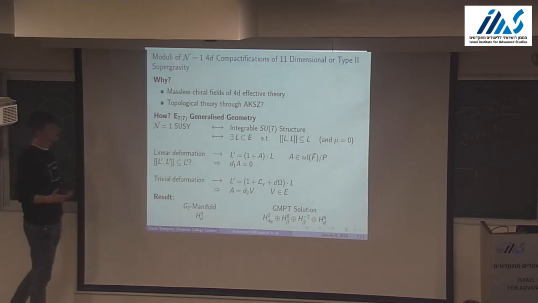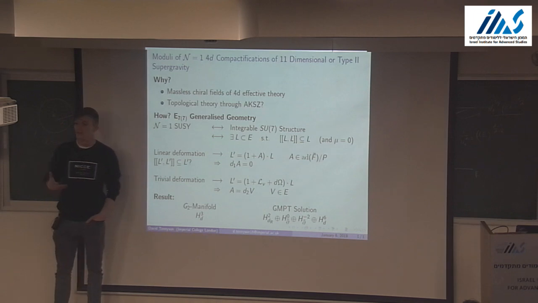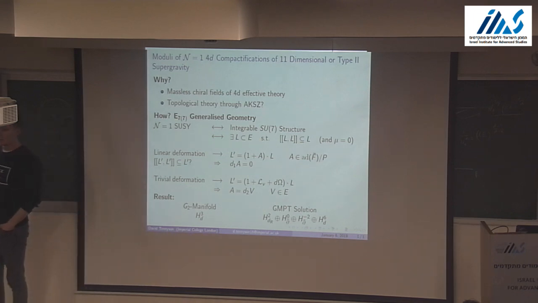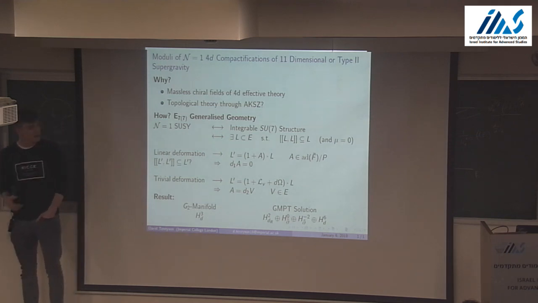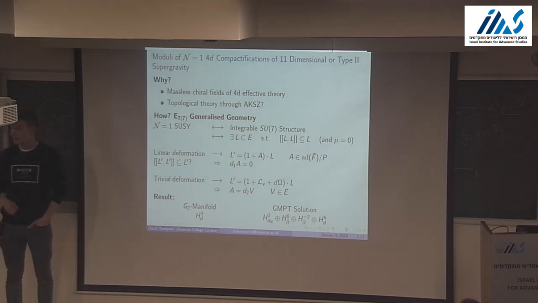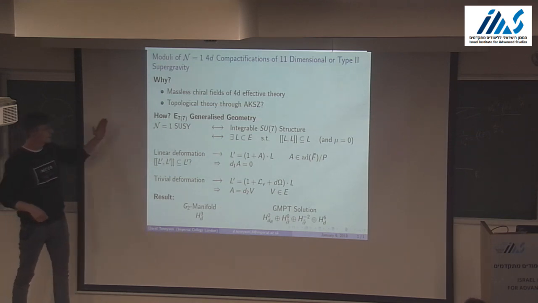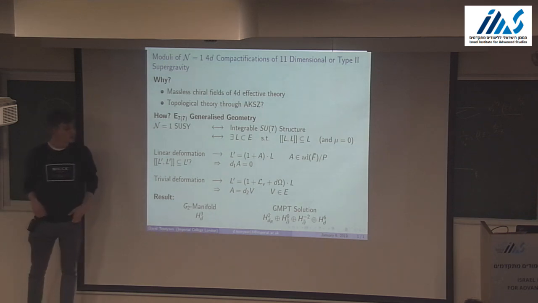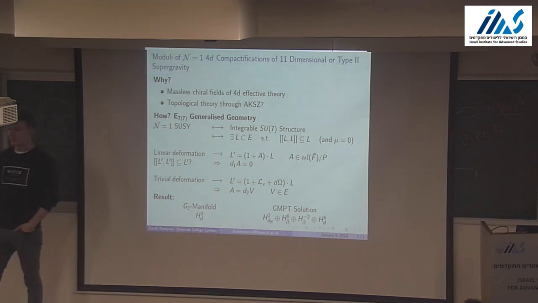Also, if you're able to understand finite deformations, not just infinitesimal ones, you might be able to build a topological theory out of what's called an AKSZ construction. And you might see this as a first step along that process. So how do we analyze this problem? We use a geometric technique called generalized geometry, and I don't have time to go through the mathematical details here. So if you're interested, you can come and talk to me about it later.